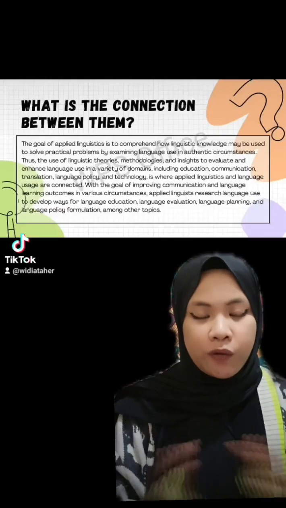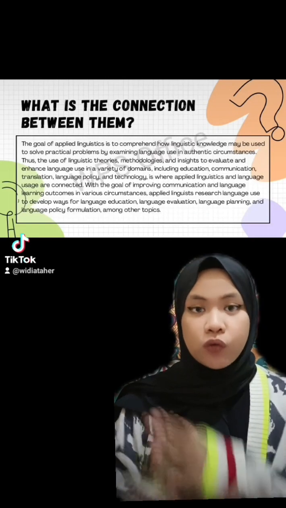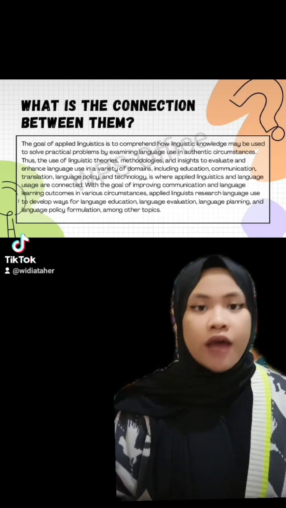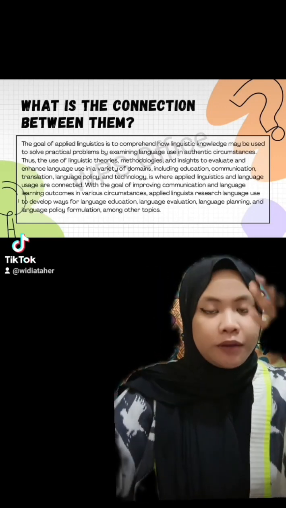Then, we have now covered what applied linguistics is and what language use is. So, the next slide is about the connection between them.